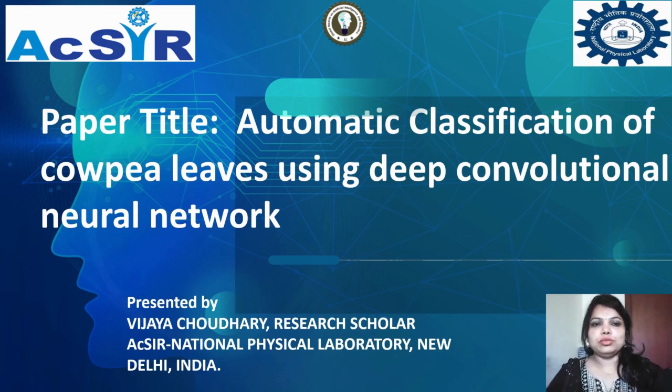Namaste. Today's topic for presentation is automatic classification of cowpea leaves using deep convolutional neural network. As we all know, artificial intelligence is booming, and this is the technique which is used for automation in all the sectors like agriculture, health sector, home automation. Almost all the sectors are going to use artificial intelligence and robotics in order to save people's time, in order to save the cost.